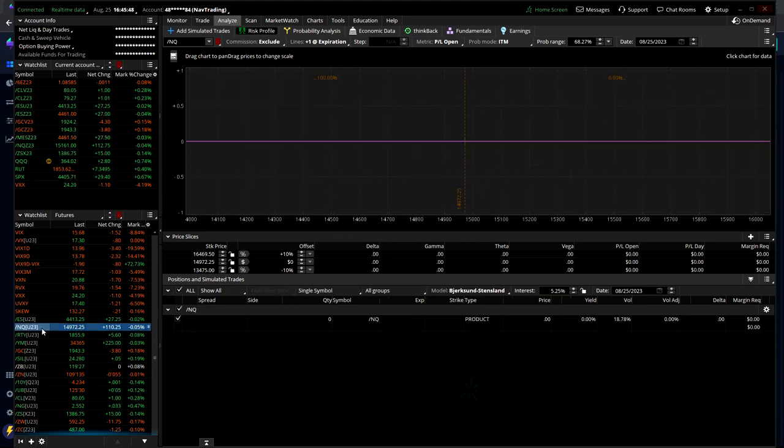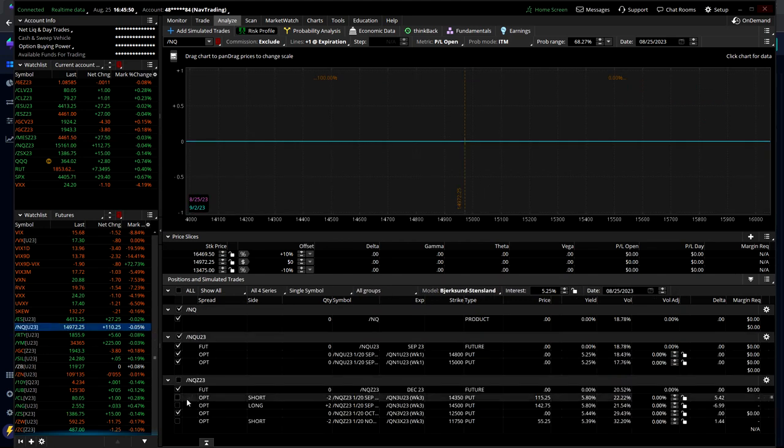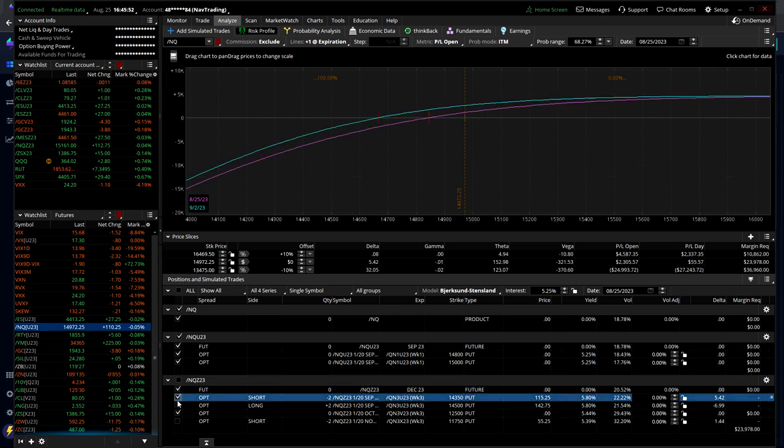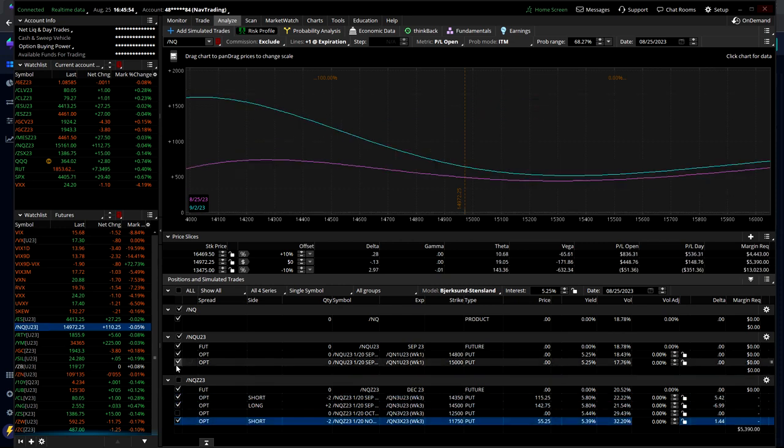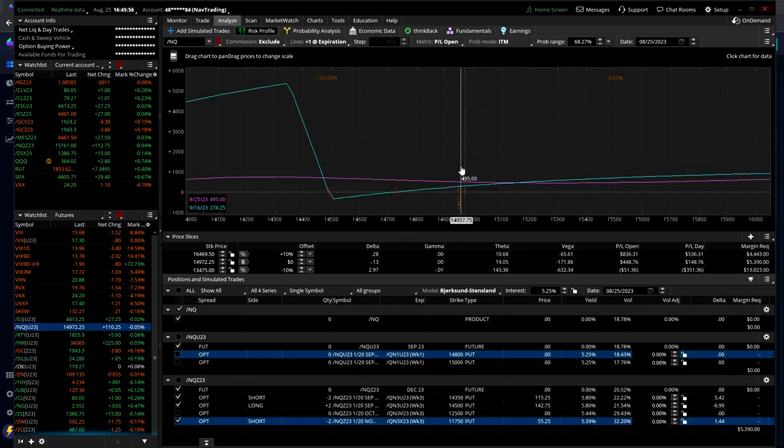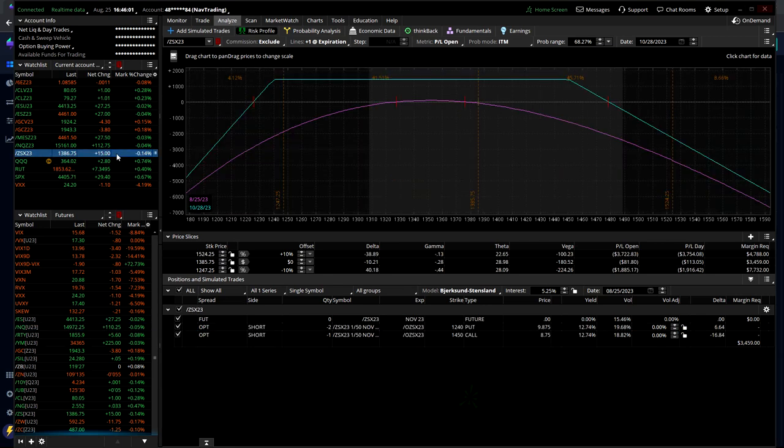NASDAQ, we've got another hedgehog. That is right here. And that one's doing just fine. ZS, this is our short strangle in soybeans. If we can get just a little bit of a down move, we'll be getting close to hitting our profit target. So we should be able to take that one off next week unless we get a big move.